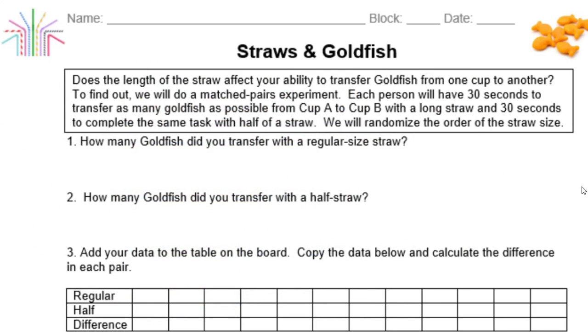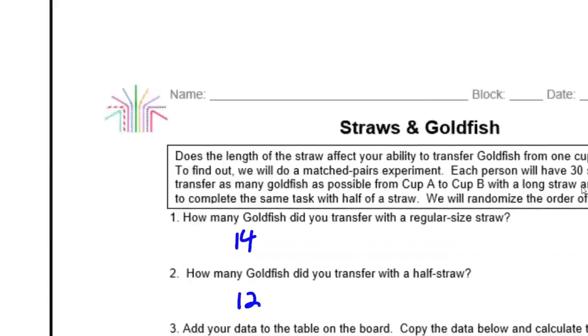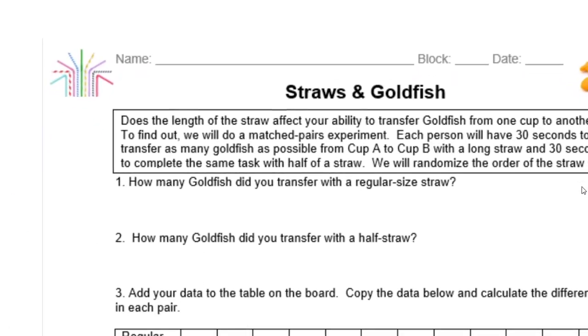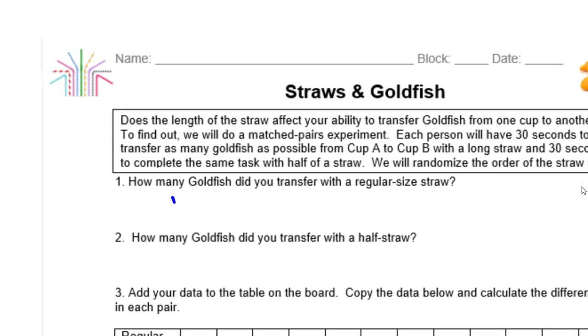Great, write down how many you got with the regular size straw. I got 14. I can't remember what I had put, so I'm going to put 14 right here. You did not get 14, you might have got something different, so put however many you got. Look at your cup on the right and just count the number of goldfish in there. Don't eat them just yet. We're going to use them again.